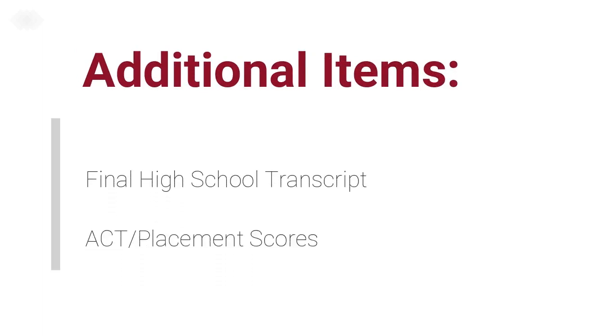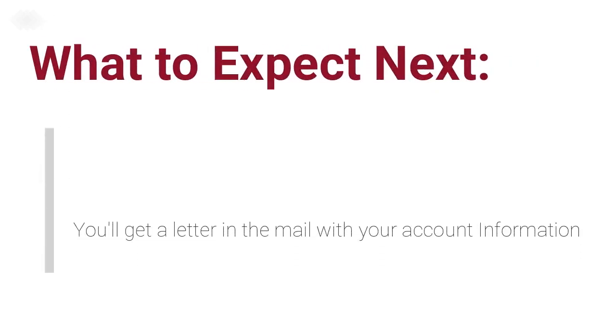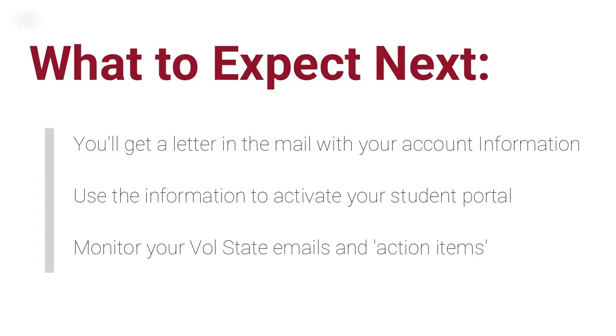Congratulations on completing the first step. These are the main items requested of students: final high school transcripts, ACT scores, and proof of citizenship, which can just be a picture of your Tennessee driver's license emailed to admissions@volstate.edu. Upon submitting your application, you'll be sent a letter in the mail that contains your account information. Follow the instructions in the letter in order to activate your student portal and track your status.